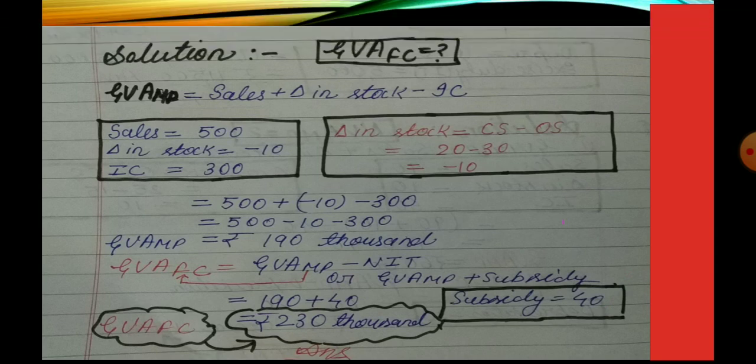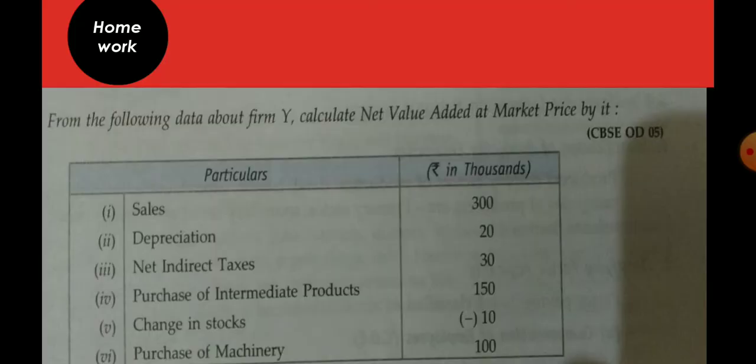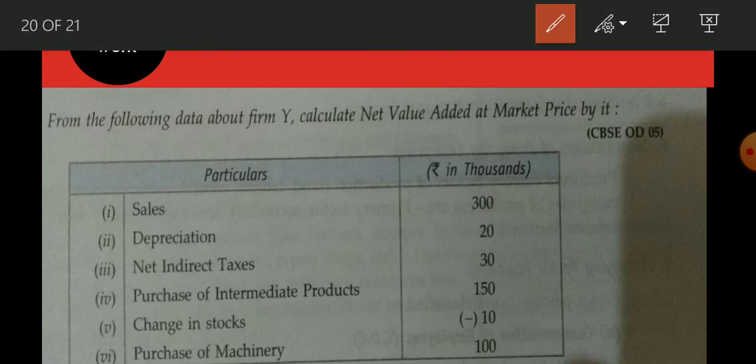Take a screenshot, otherwise note it down. Now, it is your homework. You have to find out NVAMP. And when you use the production method, what do you get? You get GVAMP. Here we are not getting the value of output. We are getting sales, change in stock.